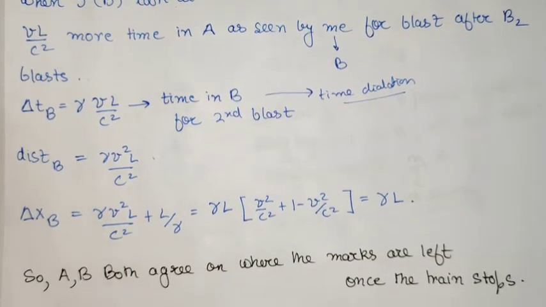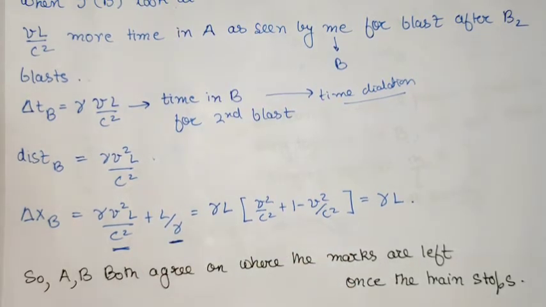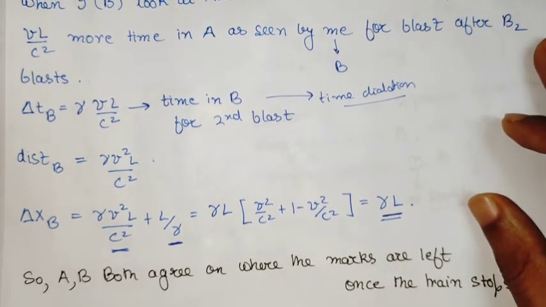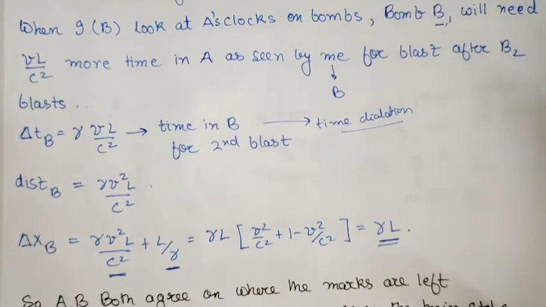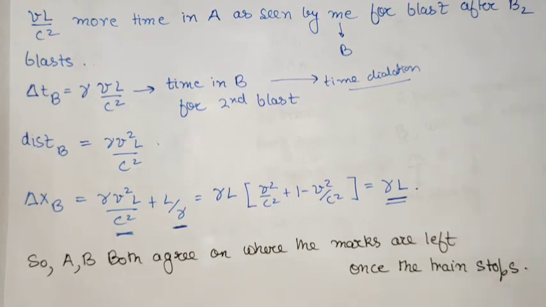Then the total distance between the first blast and the second blast is the initial distance between the bombs plus this distance that comes due to the fact that the two events are not simultaneous. And then the total sum of the distance is gamma times L again. And hence the mark will be made at a distance of gamma L. So A and B both agree on where the mark will be made by the bomb blast on the train, and they can both measure and verify that once the train stops.